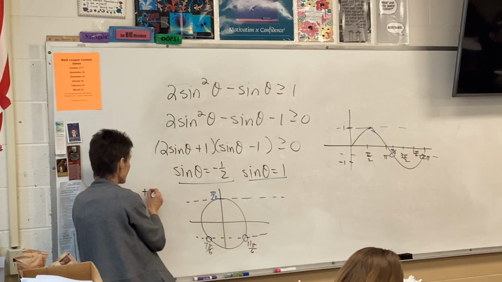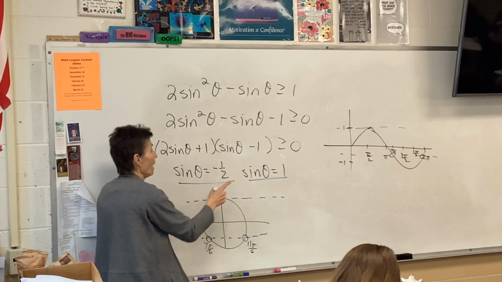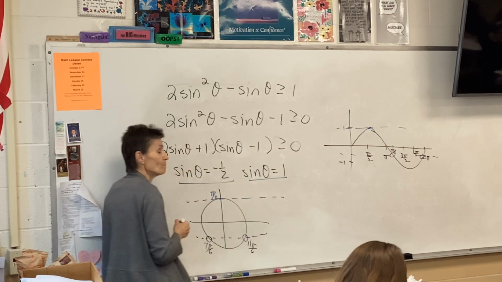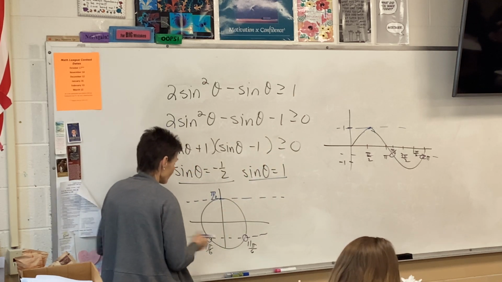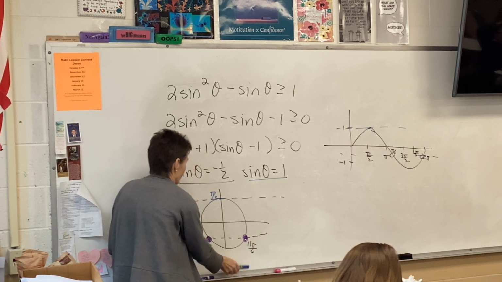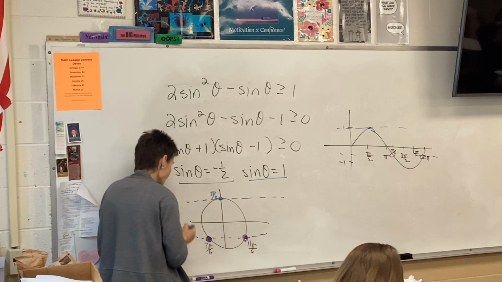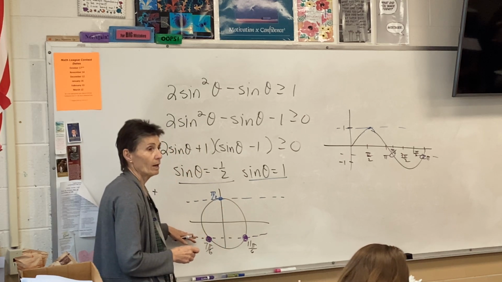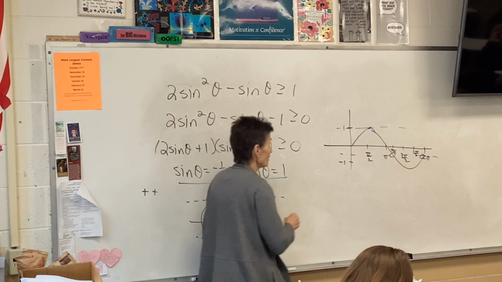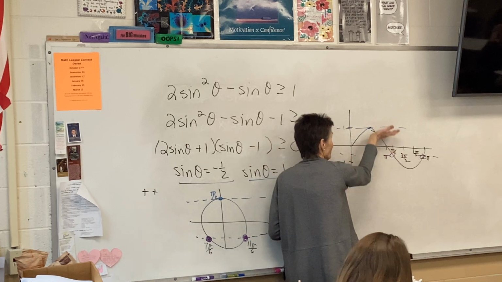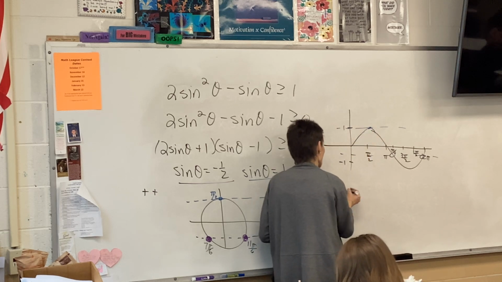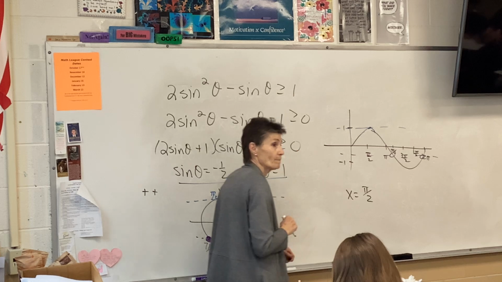If you're on your unit circle, that means you have to be above or on, because this is an or equal to. So I have to be above or on both lines. Are there any points that are above or on both of these lines? Just pi over 2. Over here, same thing. I have to be above purple, above blue, or on. That is the only point right there. So the answer is pi over 2 so far.